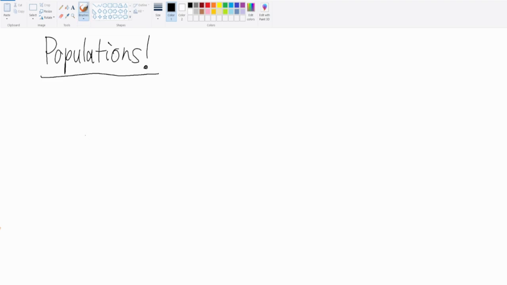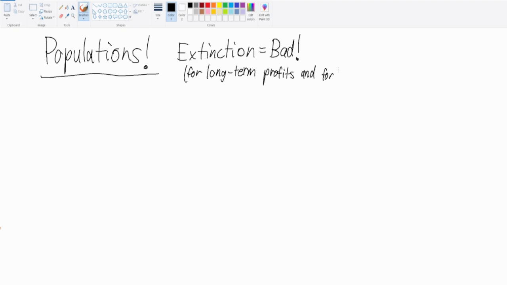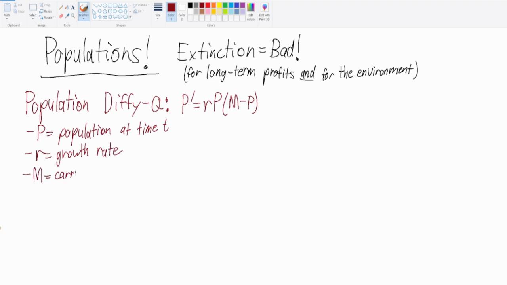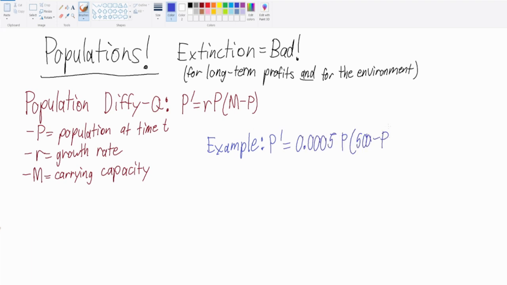Let's say you run a fish meat business. If you want to stay profitable long term, and also in order to just not be an absolute jerk, you'll want to make sure you don't accidentally harvest the fish to extinction. So a classic population growth differential equation looks like this. Here we have a rate of growth, and then we also have a carrying capacity, which is the maximum number of fish that can reasonably live off this patch of water.